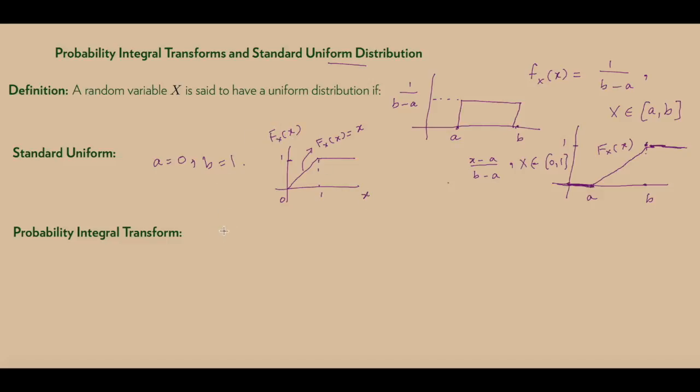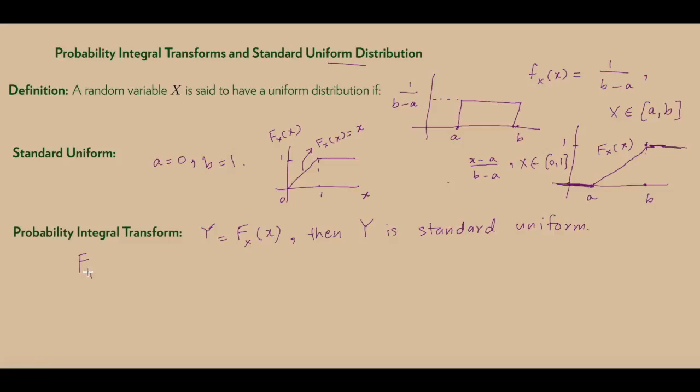Now what we want to show is that if we have a transformation Y equal to F_X of X for a random variable X that has the CDF F_X of x, then Y is standard uniform. This is what we want to show.